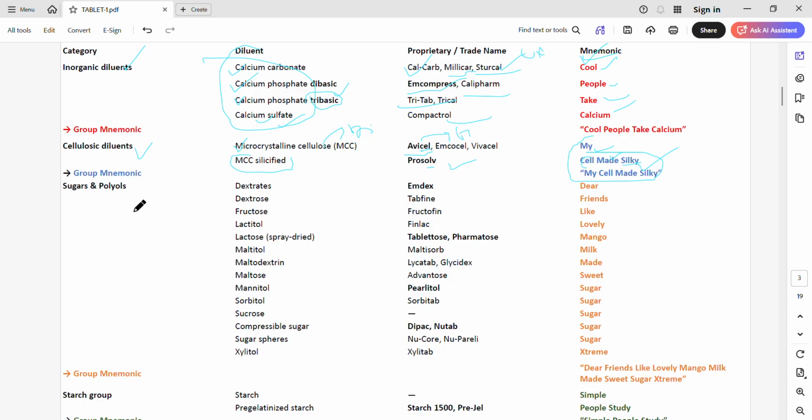Now the group mnemonic for sugar or polyols is here. Okay, now we discuss sugar or polyols, which is dextrose, called Emdex. This also frequently comes in exams. Okay, in dextrose, that is Paraffin. In fructose, it is Fructofin. Okay, in lactitol, that is Finlac. In lactose, there is Tablettose and Pharmatose. In lactose, one thing I will tell you.